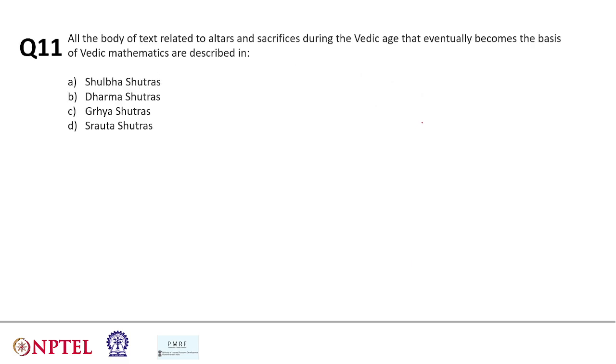Now coming to the next question, question number 11. It says that all the texts related to altars and sacrifices during the Vedic age, that eventually became the basis of Vedic mathematics, are described in. So this particular part you will find in lecture number two. Sorry, lecture number, I think one only. Yeah, lecture number one.